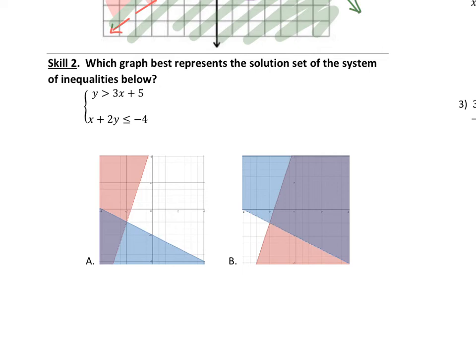Let's start with the first equation, because the first equation is written in the format that I can use. What's the slope of the first equation? 3 over 1, and its y-intercept is 5. Based on its symbol, dashed or solid? Dashed. Above or below? Below. Greater than is above.